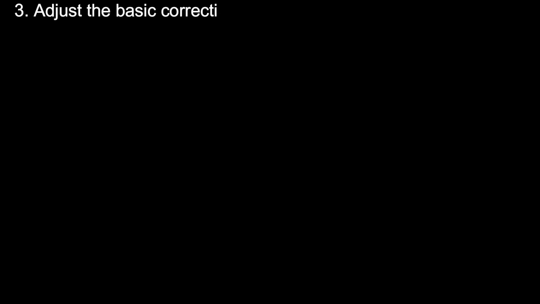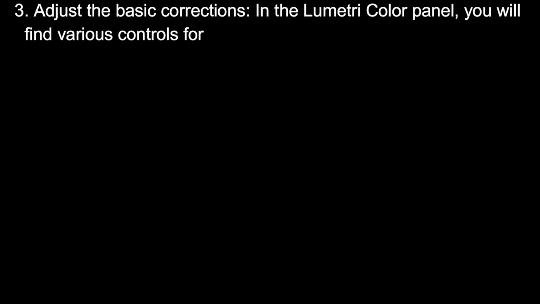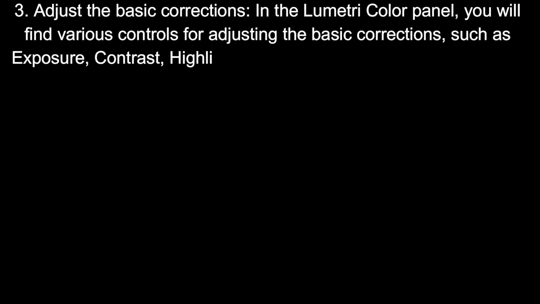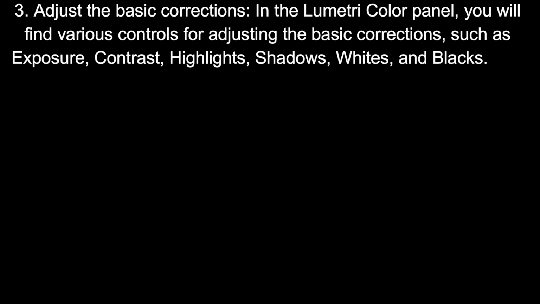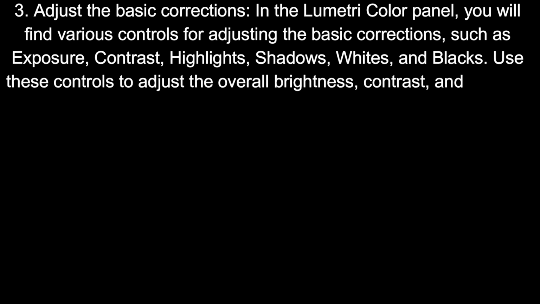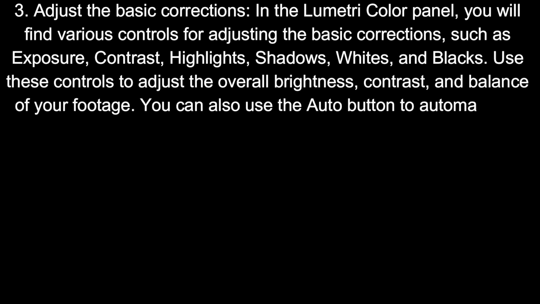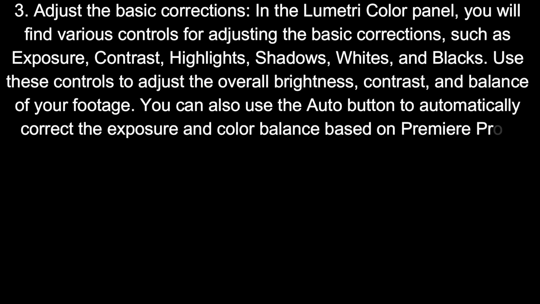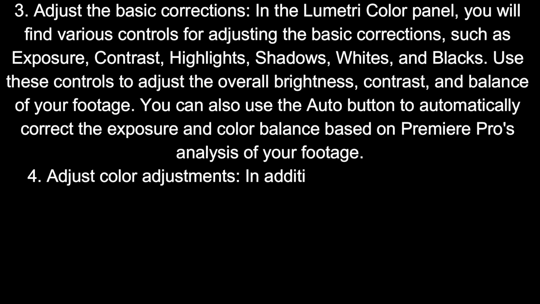3. Adjust the basic corrections. In the Lumetri Color panel, you will find various controls for adjusting the basic corrections, such as exposure, contrast, highlights, shadows, whites, and blacks. Use these controls to adjust the overall brightness, contrast, and balance of your footage. You can also use the Auto button to automatically correct the exposure and color balance based on Premiere Pro's analysis of your footage. 4. Adjust color adjustments.